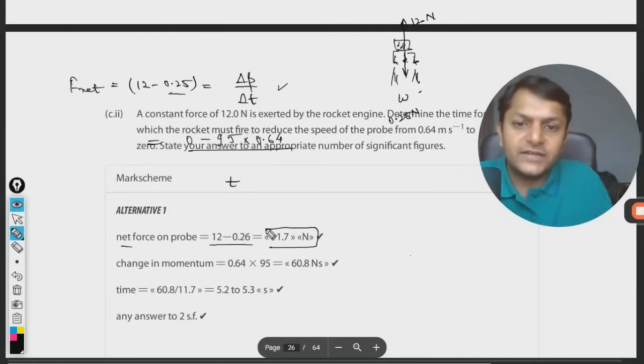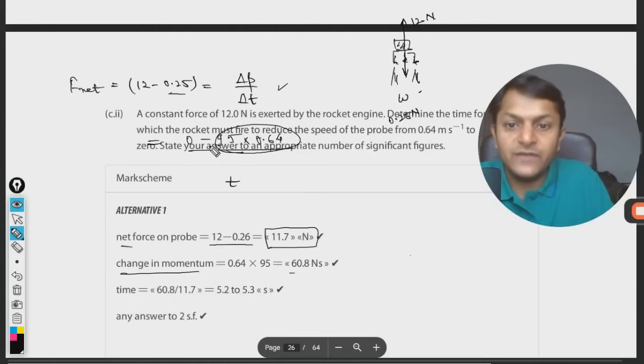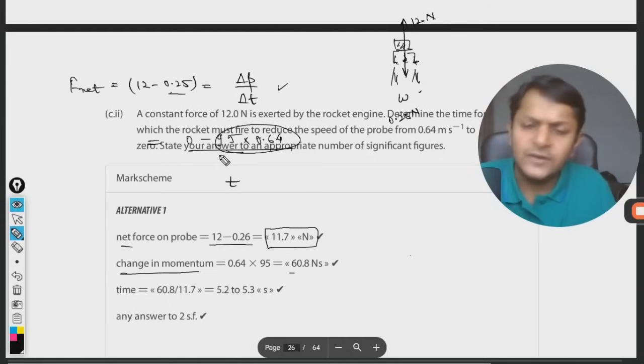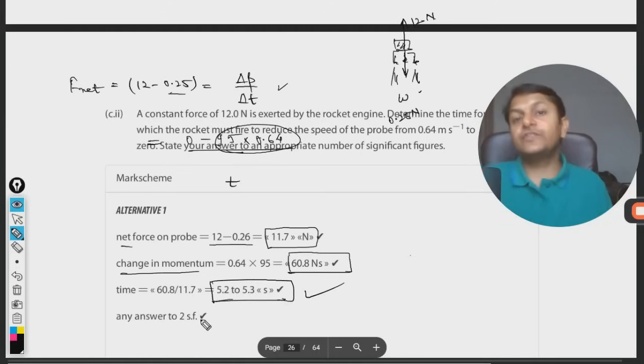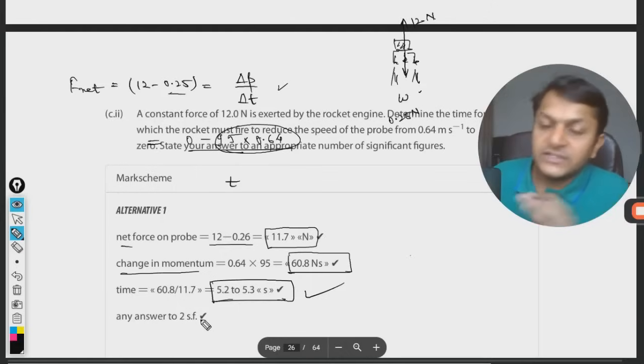And this is your net force. F is equal to change in momentum. So now they're finding change in momentum, which is 0.64 multiplied by 95. Yes, I am having a negative sign, but you can ignore it later, no problem. So this will be the change in momentum divided by time. So you just substitute the values and you would be getting the value as 5.2, 5.3. That's it. So this is absolutely correct.